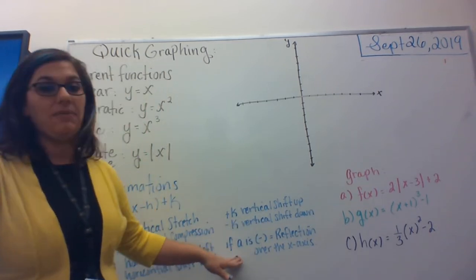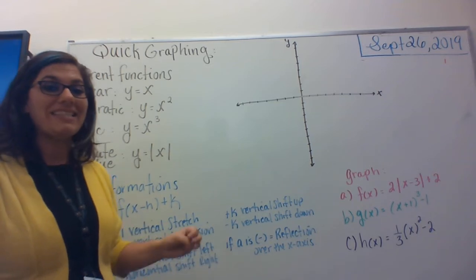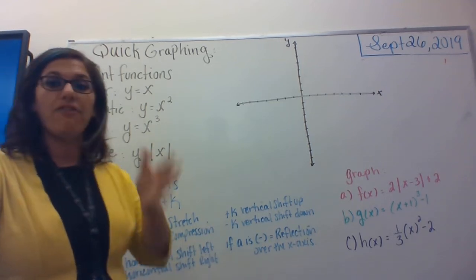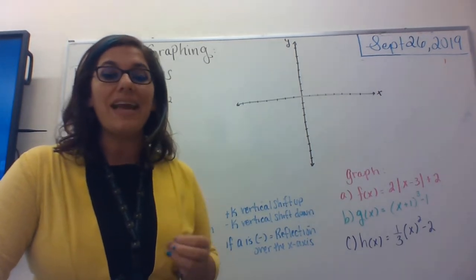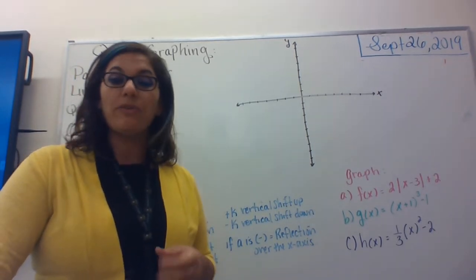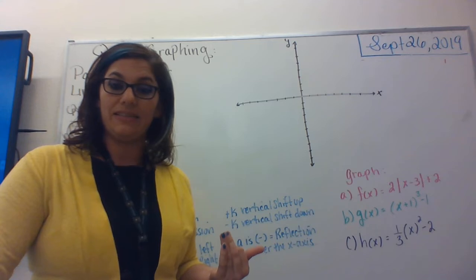And the last thing that we need to learn to talk about is when the a is negative. Not that it's a -4, just the fact that it's negative, not a -1/2, just that it's negative. It means I have a reflection over the x-axis, okay?